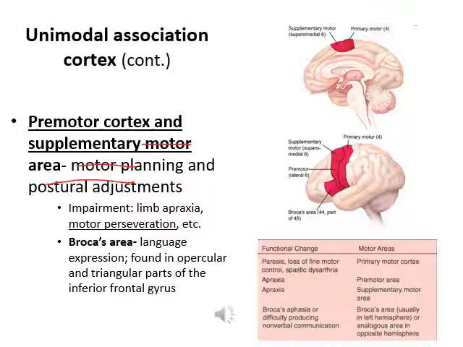And this area also includes the Broca area. The Broca area is for language expression. So this area is on the opercular and triangular parts of the inferior frontal gyrus.